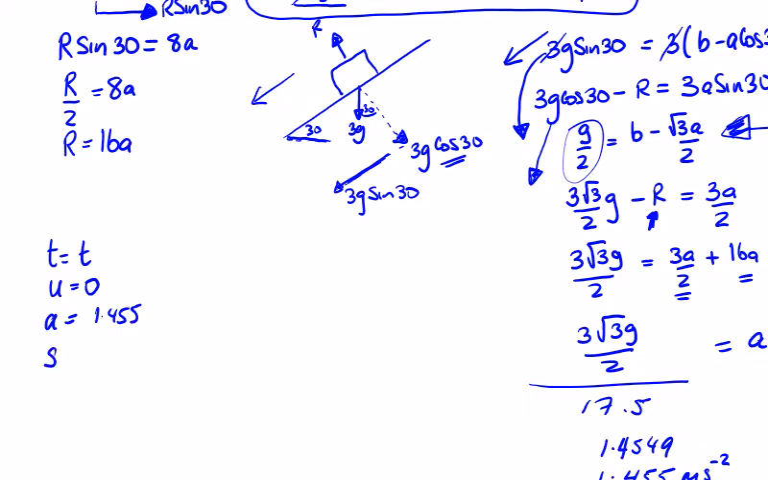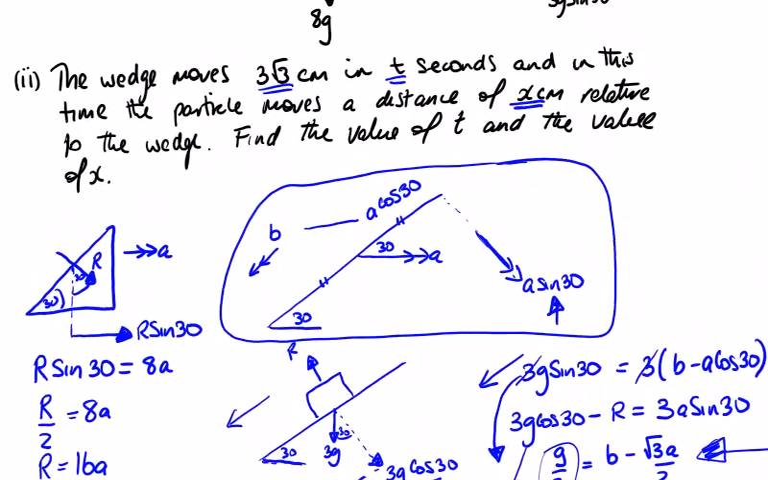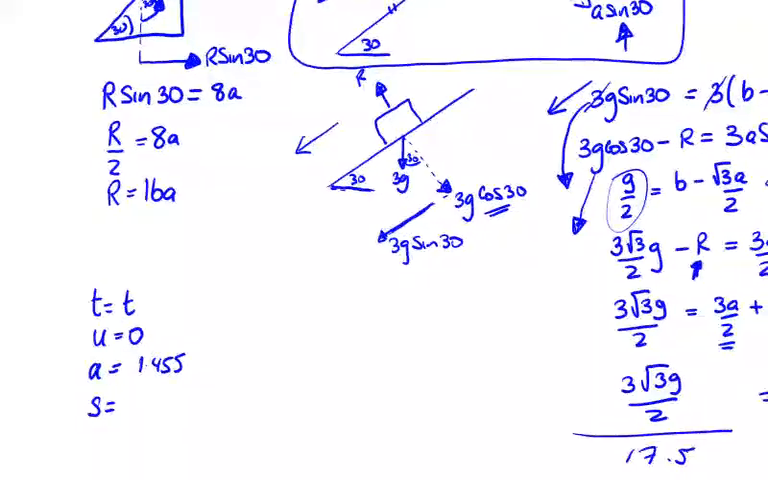And the distance s, well, it's given to us in centimeters. Is it 3 root 3, isn't it? 3 root 3. So what's that in meters? 3 root 3 is equal to 5.196 centimeters. So 0.05196 meters. So we're going to use the formula here.